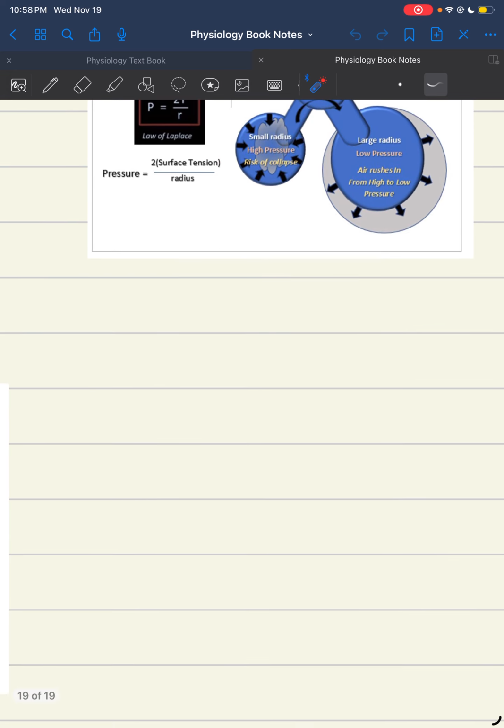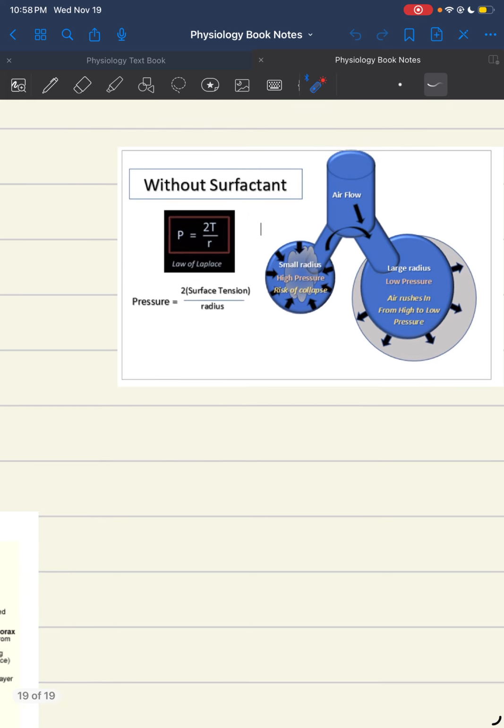So now we're going to talk about Laplace's law. It's like the pressure needed. So pressure equals 2 times surface tension divided by radius, which you see right here. This means the small alveolus requires more pressure, which we had already talked about.